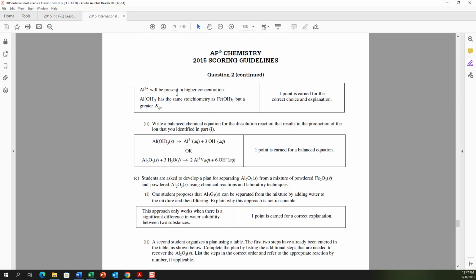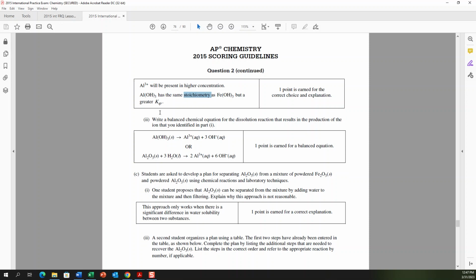So aluminum has a higher presence, and it's because they have the same ratio. They said stoichiometry, it's the same thing. They have the same ratio, right? They have the same recipe, but aluminum hydroxide has a greater KSP.